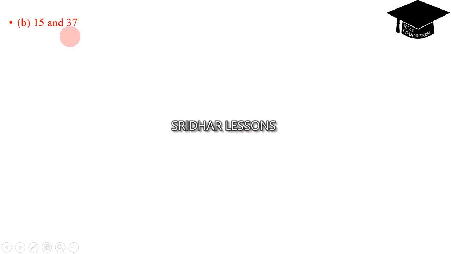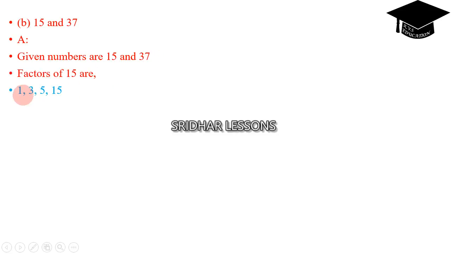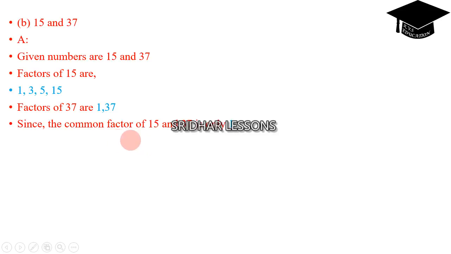Next, 15 and 37. The given numbers are 15 and 37. Factors of 15 are 1, 3, 5, 15. And factors of 37 are 1 and 37. Here also the same case, the common factor is only 1. So they are called coprime.